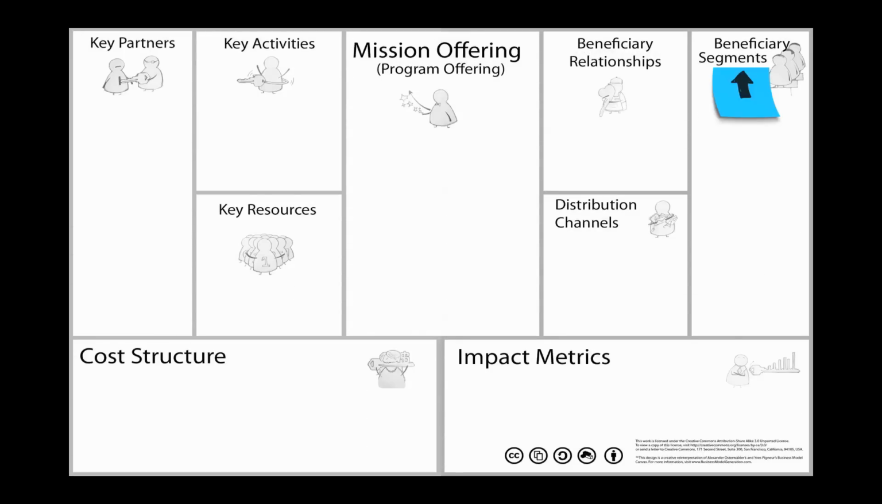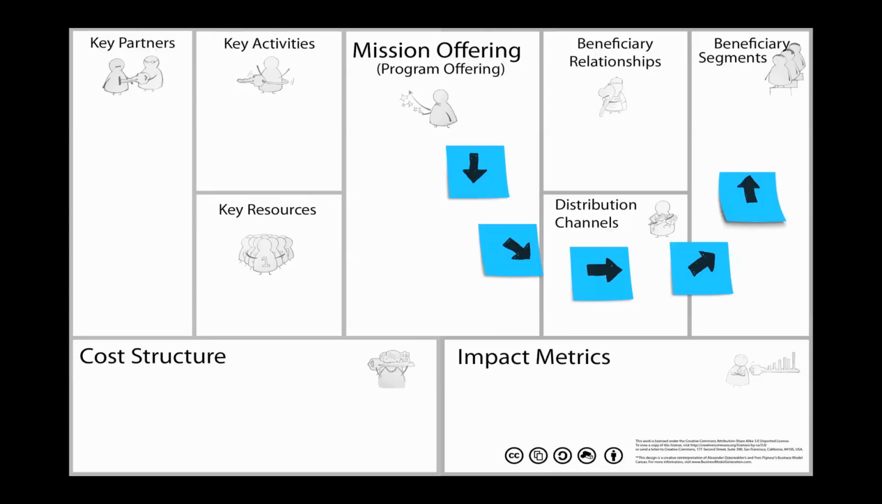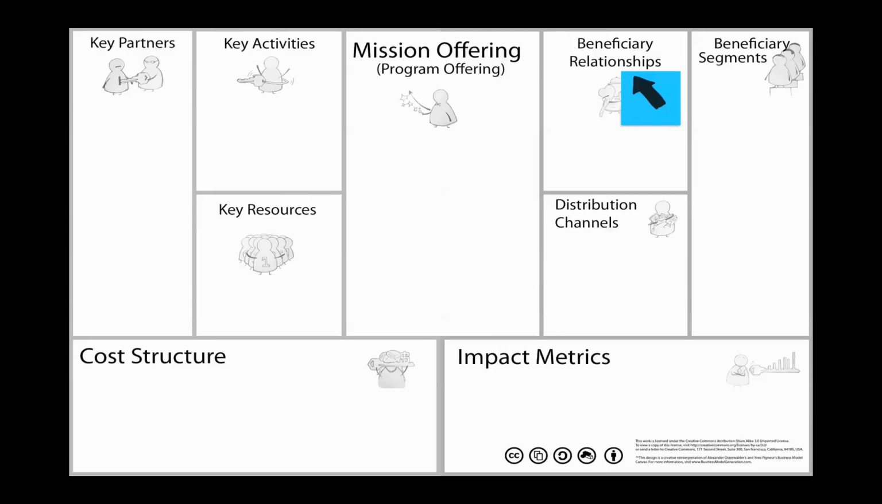A nonprofit's beneficiary segments are all those who benefit from the value you create. For each segment, you have a specific mission offering or benefit proposition. These are the collections of products and services that help your beneficiaries. The distribution channels describe the touch points where you're interacting with your beneficiaries and delivering value. The beneficiary relationships clarify the level of engagement and type of relationships you're establishing with beneficiaries. The impact metrics outline quantifiable measures of impact, influence, and the creation of beneficiary-oriented value.